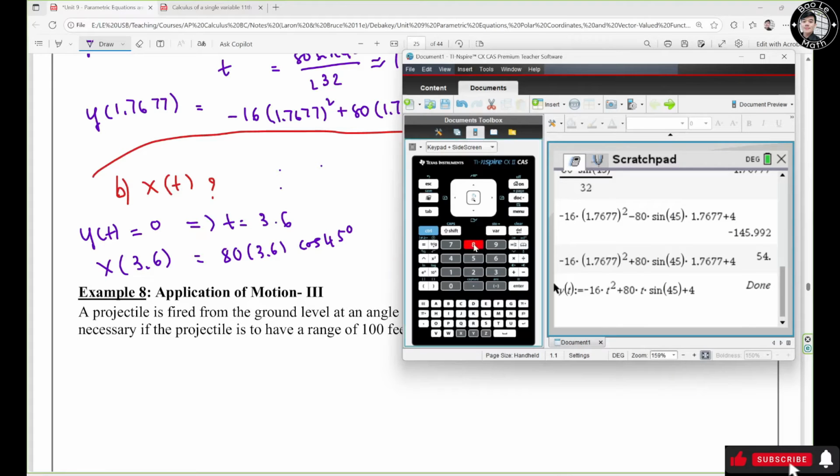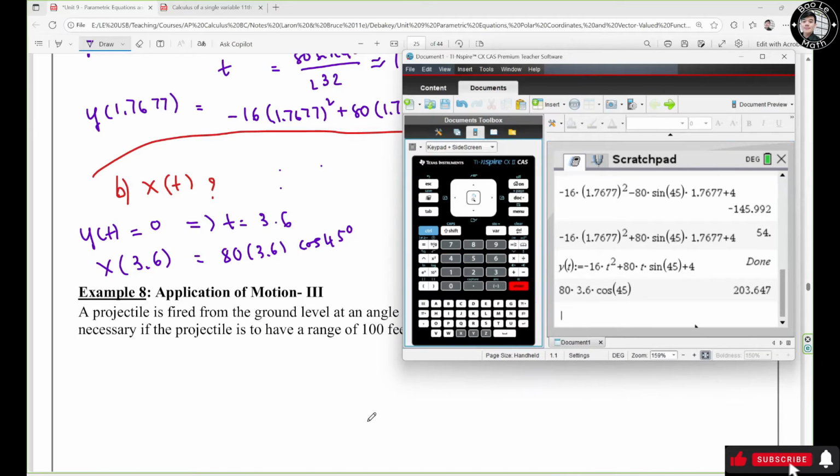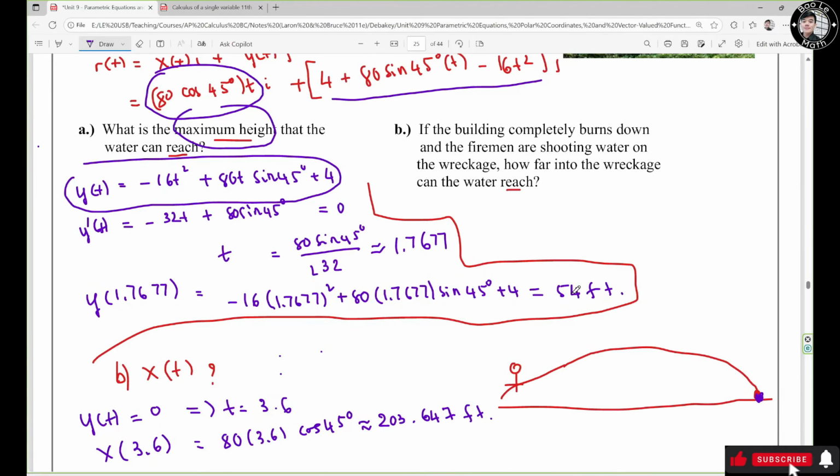I have 80 times 3.6 times cosine of 45. Press enter. The answer is 203.647. Now we need to answer the question right here.